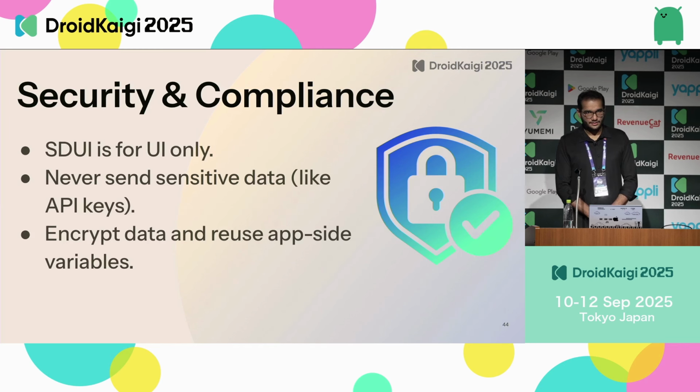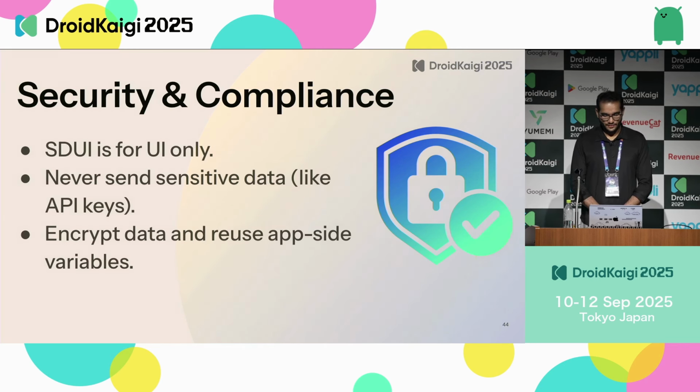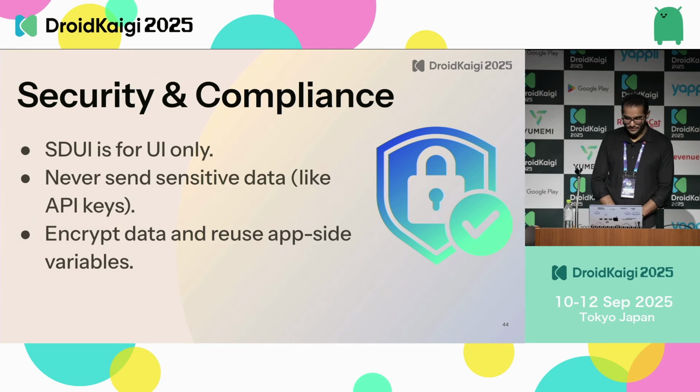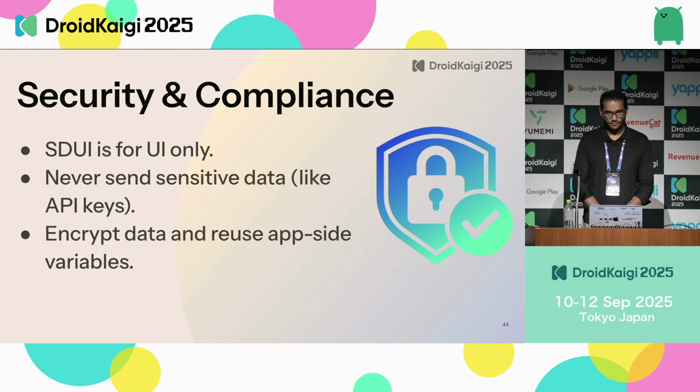As mentioned earlier, security is crucial in the case of SDUI as well. SDUI should only handle UI, as the name suggests. Never send sensitive data like API keys or private information to the UI. Use encryption for everything sent from or to the server. For sensitive values, store them safely on the app side and only use them like environment variables, as I showed in the API call demo as well. Do not send sensitive data through the SDUI.